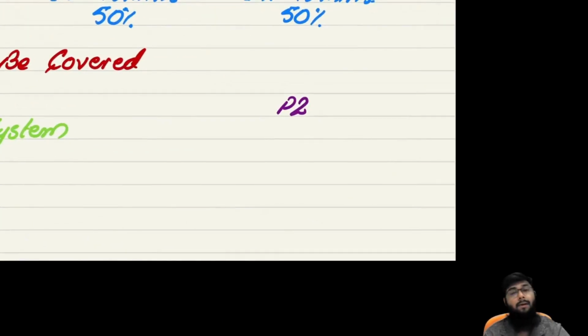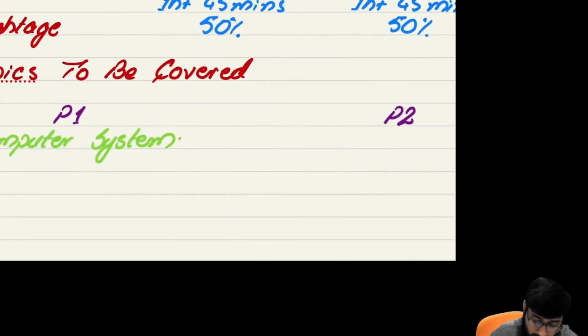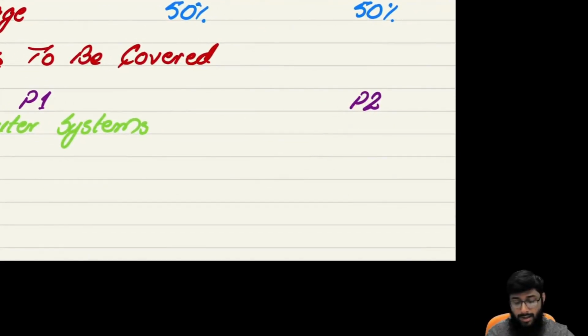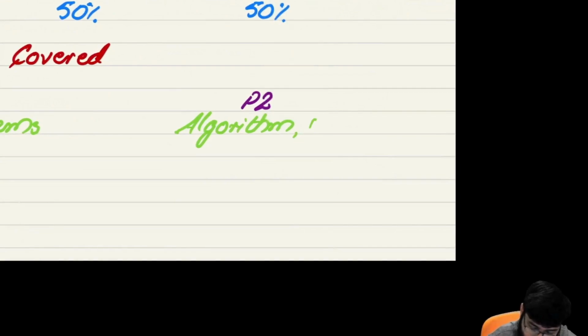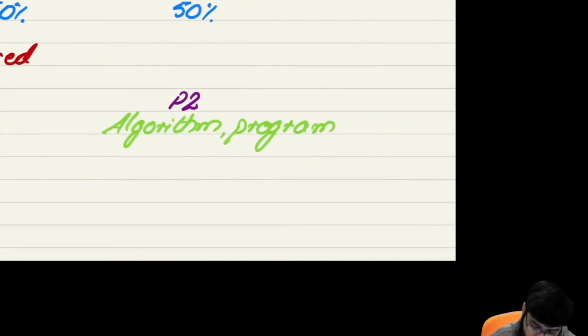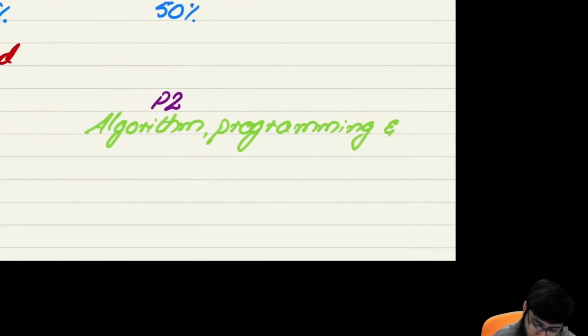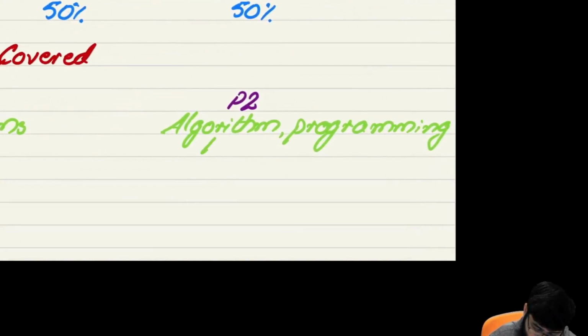Now when it comes to paper 2, paper 2 is known as algorithms, programming, and logics. There are three words in this paper: algorithm, programming, and logics. Now, what do we mean by these three names?